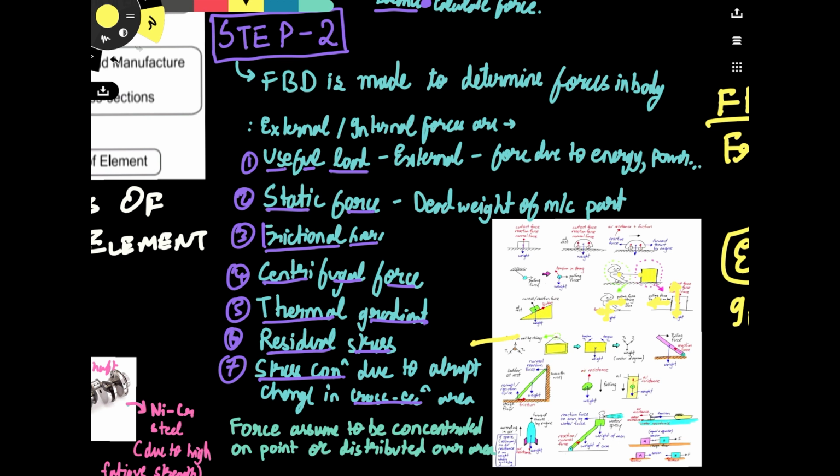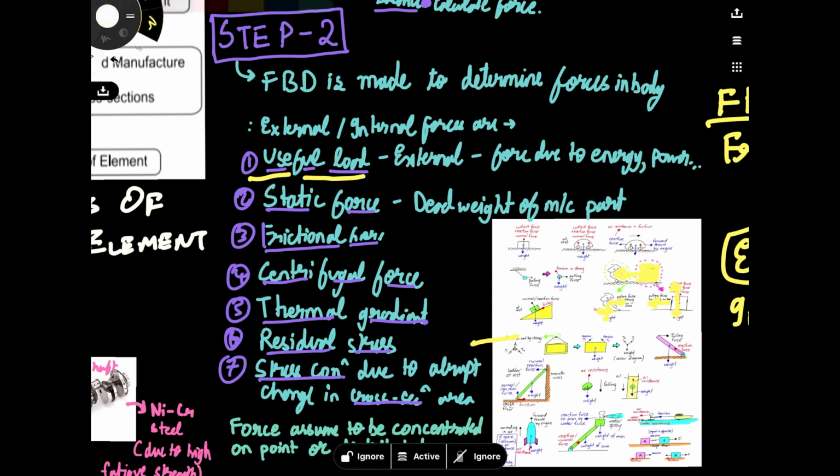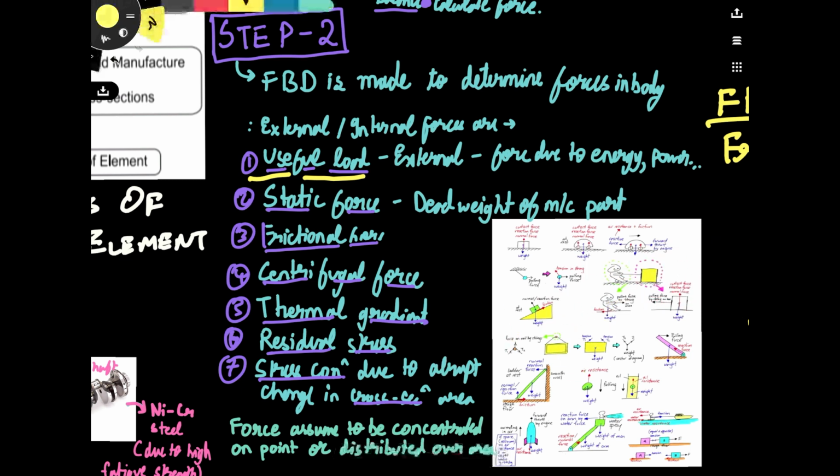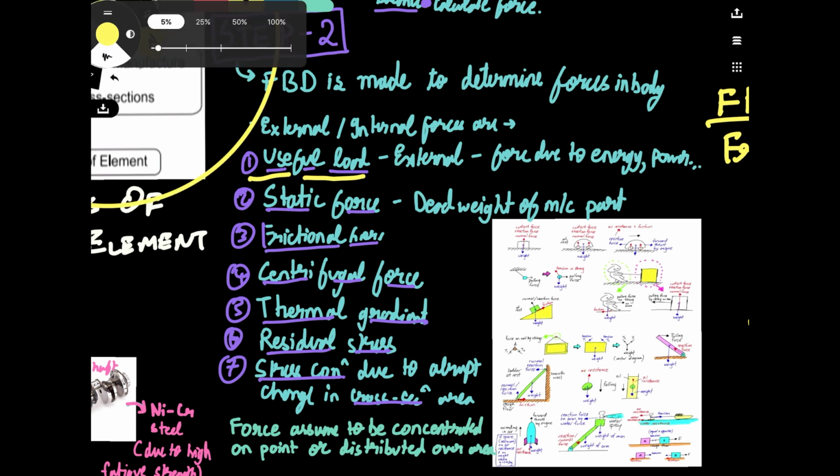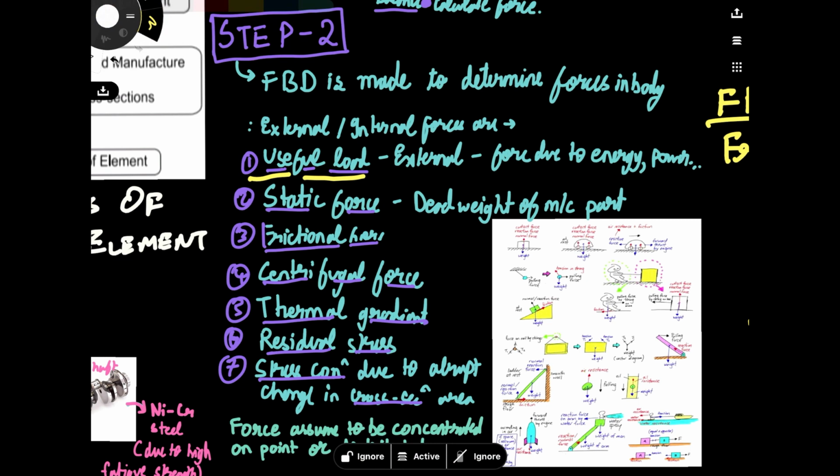The first force to consider is the useful load. It's the very first thing, because let's say I have to move this block, so I have to pull it. This is a useful load. Next one is static force. What is the static force? It's because of the dead weight of the machine elements. What is dead weight? The weight of the machine in its normal operating condition. Next thing is the frictional forces. We often forget to add frictional forces, but those are very much necessary.